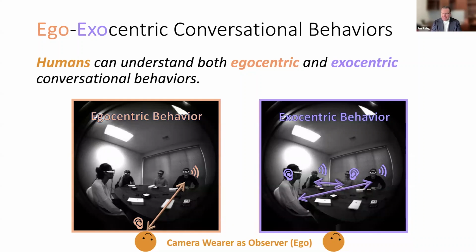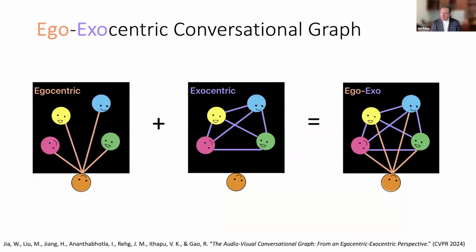And we think about edges that connect people in the scene who are my social partners who are talking to each other. So we think of these as egocentric, me looking out into the world, and exocentric, looking at interactions within the world, between people in the world. We use that perspective to decompose this graph into these two components, the egocentric component and the exocentric component. And when you combine them, you get the complete understanding of the social scene.